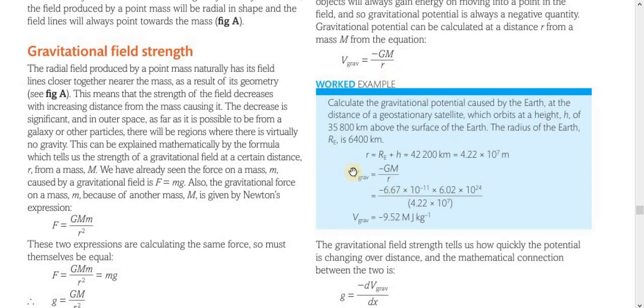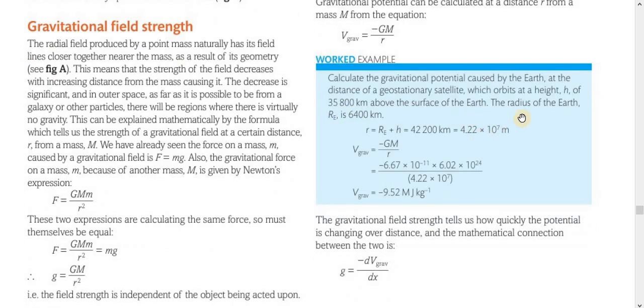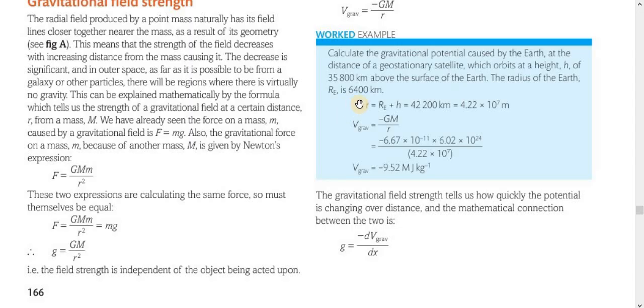Alright, for consolidation, let's go through this example. Calculate the gravitational potential caused by the earth at a distance of a geostationary satellite which orbits at a height h of 35,800 kilometers above the surface of the earth. The radius of the earth is 6,400 kilometers. Let's find the distance from the center of mass of the earth to that satellite. We use the radius of the earth and the height above the surface, which is 42,200 kilometers. Then we get this in meters.